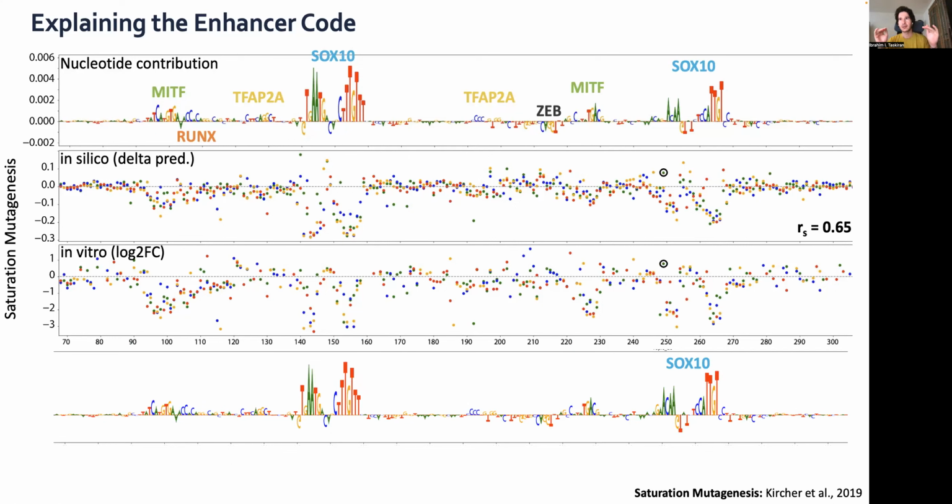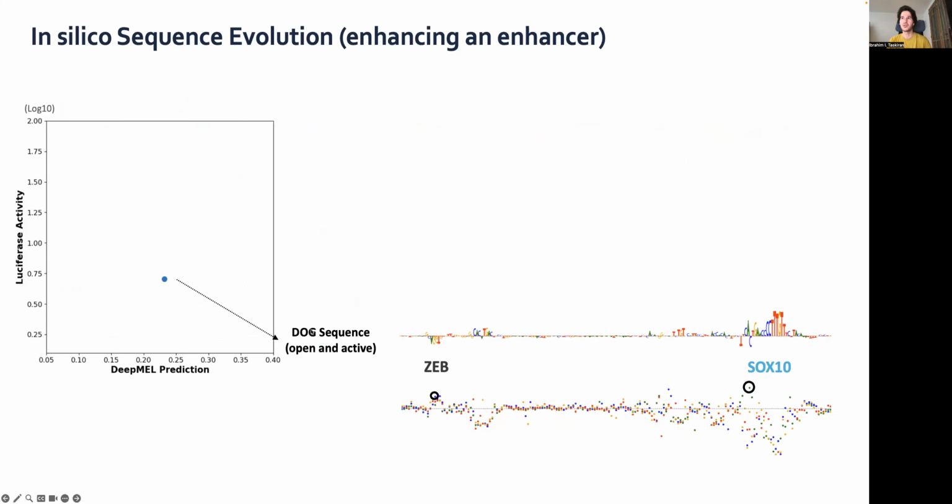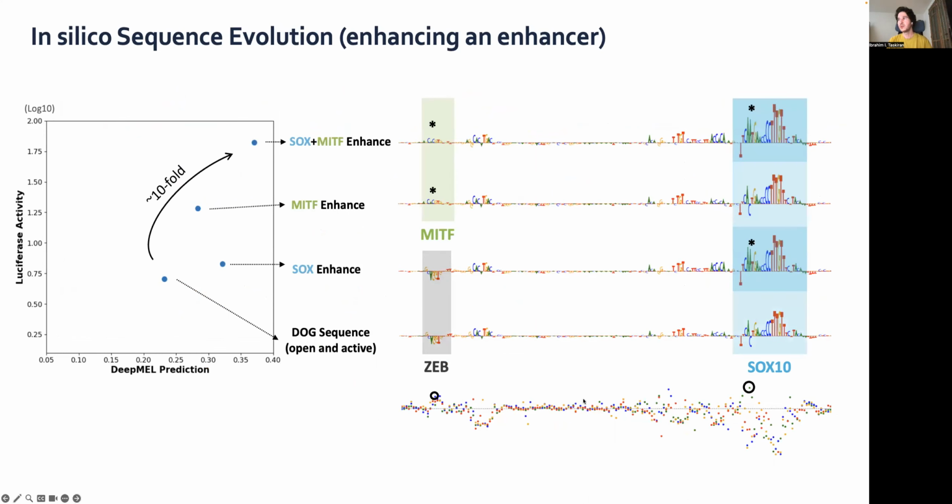So we saw that on a given enhancer, we can go in both directions, increasing or decreasing the activity. Inspired by this, we took a sequence from another species, dog here, which was accessible and active in dog. Here you can see the model prediction and the luciferase activity. We performed only these two mutations. One of them creates a better SOX10 binding site, the other one creates a repressor binding site and at the same time creates an activator binding site. With these two mutations, we were able to increase the activity of the enhancer tenfold.